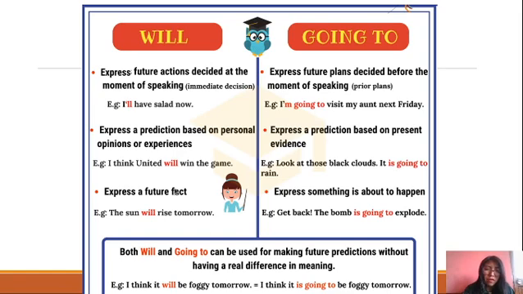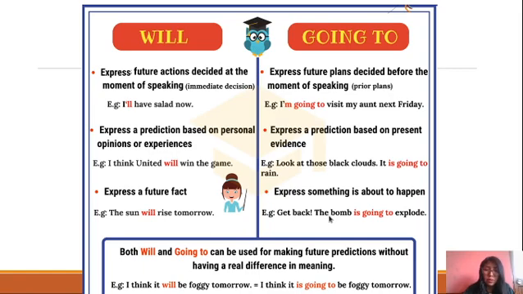Express a future fact. The sun will rise tomorrow. Okay? That is the same. That is related to a prediction or my opinion. That is a fact. Okay? And express something that is about to happen. Get back. The bomb is going to explode. Okay, in this case you are going to use it when the future action is going to happen immediately. Okay, get back. The bomb is going to explode. In this case that is maybe related with present evidence.